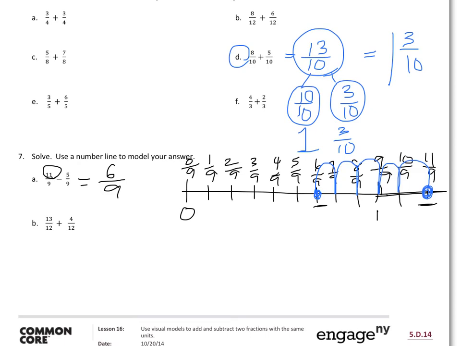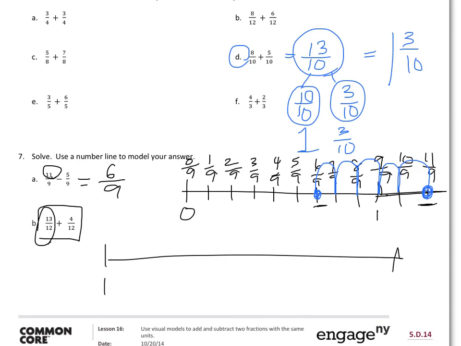Same would be true for the next one, but remember, because this one here is already greater than 1, your student may want to make their number line between 1 and 2. So thinking about this as 12 twelfths, thinking about doubling that, here you'd have 24 twelfths to be equal to 2 whole.